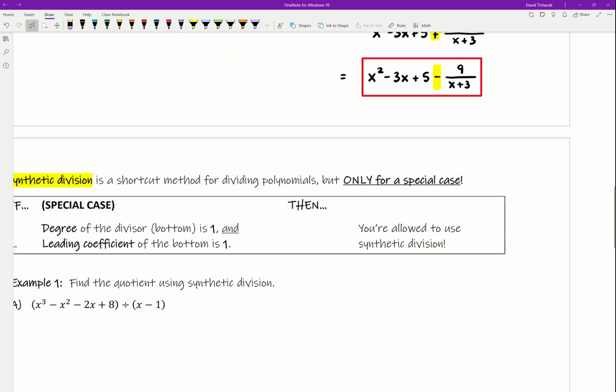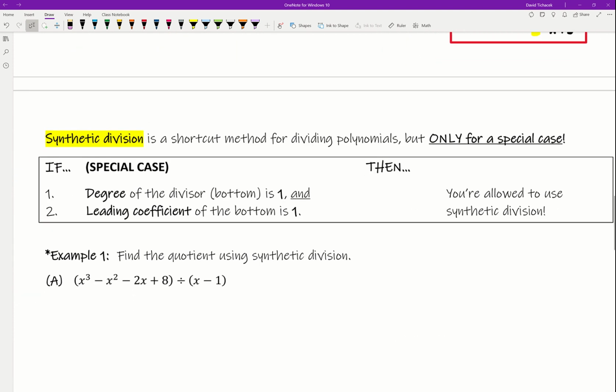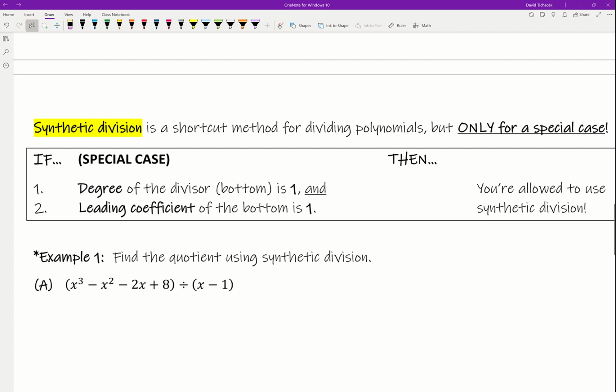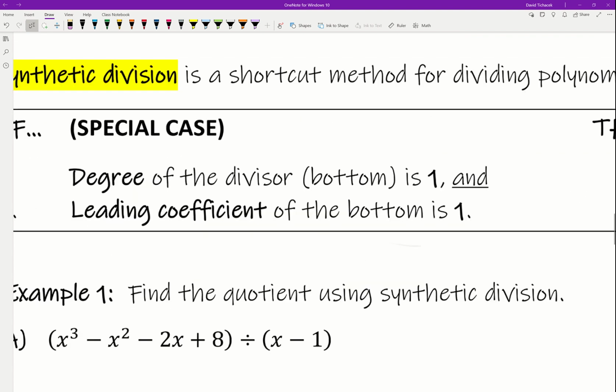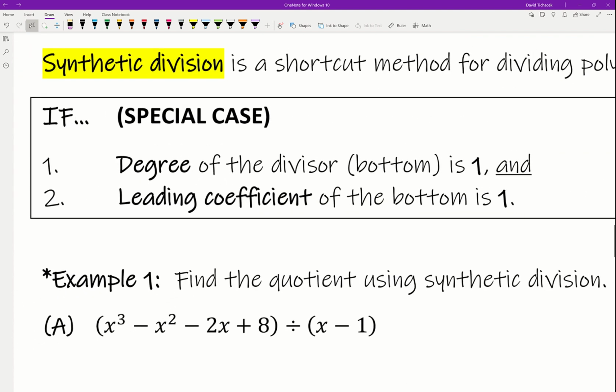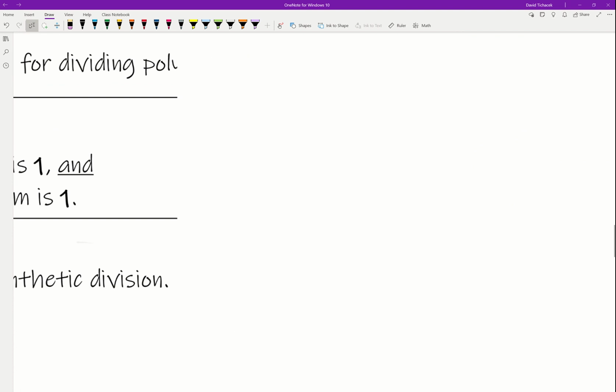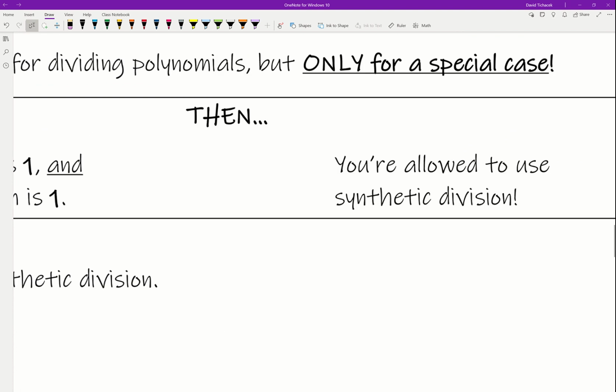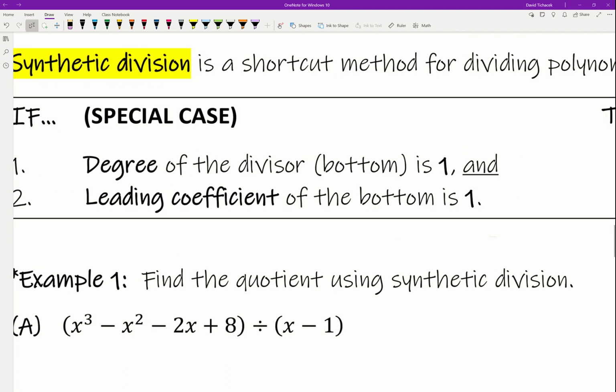Okay, so this shortcut method that I want to introduce you to now is only going to apply in a special case, but if it does apply, we are going to notice that it's going to save us a lot of time. So this is called synthetic division, and of course it's only going to apply in a special case, and I want to talk about that special case right now. So if you have this special case, then you have the green light to do synthetic division. Okay, so that case is right here.